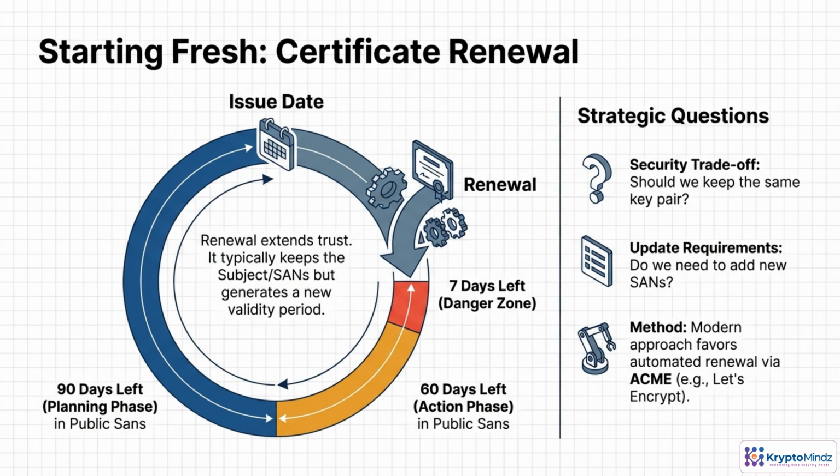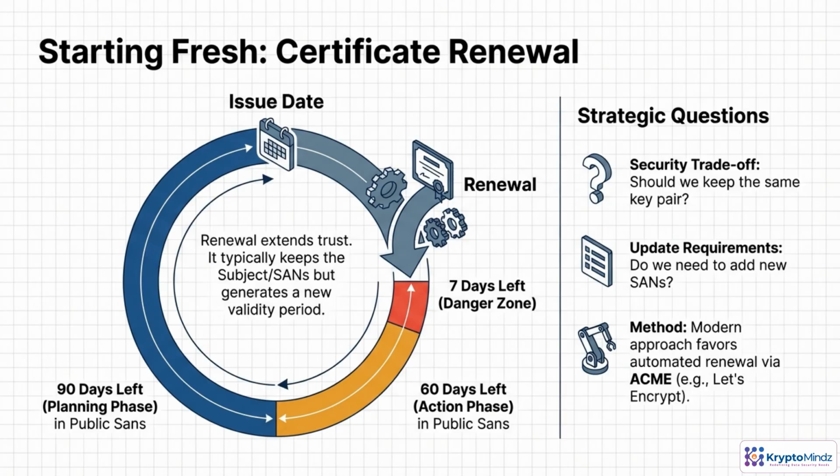The important question is timing. If you wait until the last few days, you're in the danger zone, where any delay can cause an outage. Mature teams start planning well before expiry, and they aim to automate renewals, so they happen reliably and repeatably.